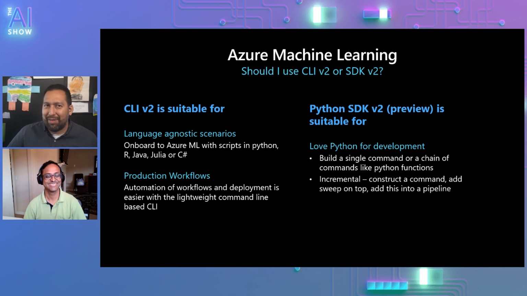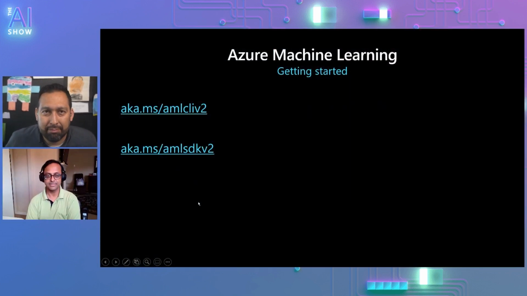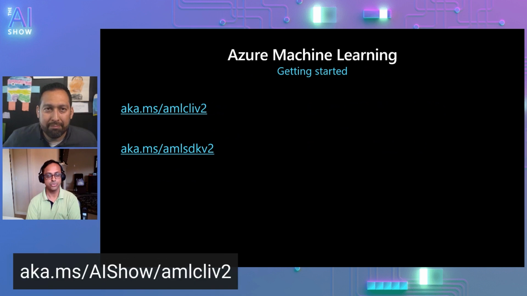I mean, really cool. I love the choices that you have when you do this. Thanks so much for spending some time with us, Bala. Question: where can people go to find out more? Yes. So the CLI is available at aka.ms/AMLCLIv2. And for the SDK, you can go to aka.ms/AMLSDKv2.